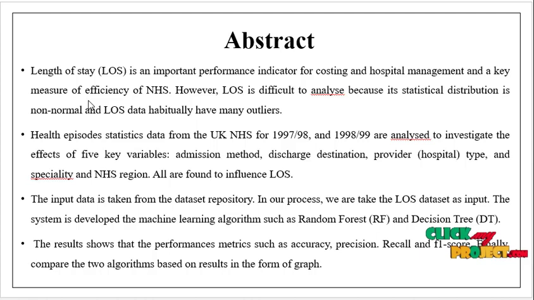Then the system is developed with different classification machine learning algorithms such as random forest and decision tree. With the help of these algorithms, we identify the length of stay of patients. Finally, we estimate performance metrics such as accuracy, precision, recall and F1 score. Based on the accuracy of both models, we compare them to conclude which algorithm is efficient, as well as detect the length of stay for particular patients. So this is the overview of our project.